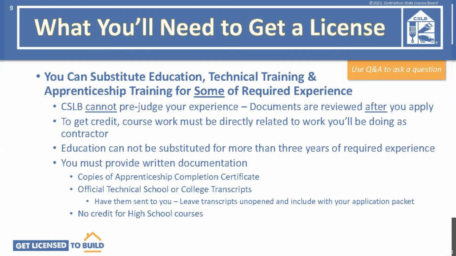That means a copy of any apprenticeship completion certificates that you've received, or the official technical school or college transcripts. You're going to want to get those college transcripts sent to you. Do not open the envelope. You want to leave it sealed and include it with your CSLB application packet. Note that high school courses will not earn you any credit towards your contractor license.